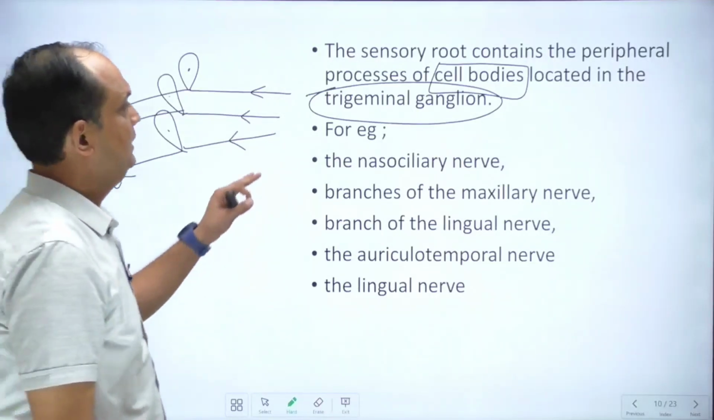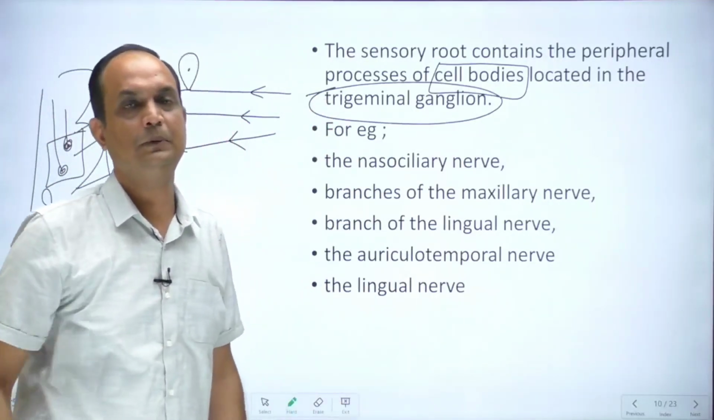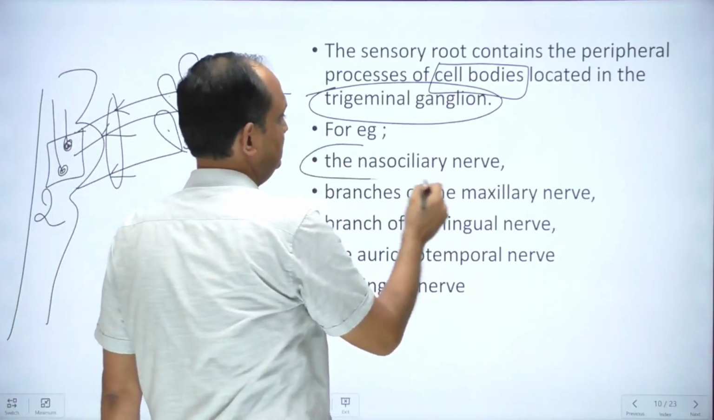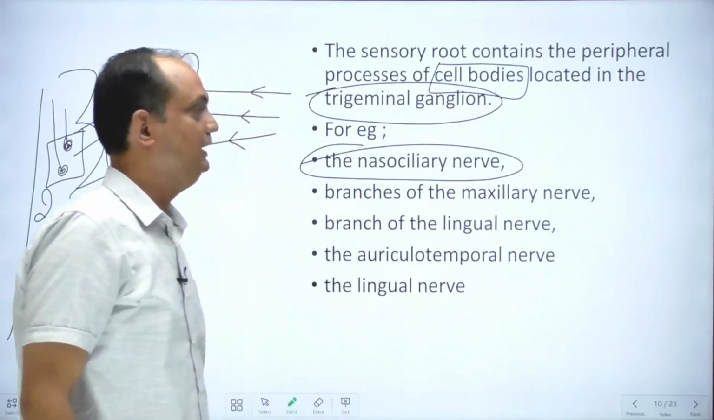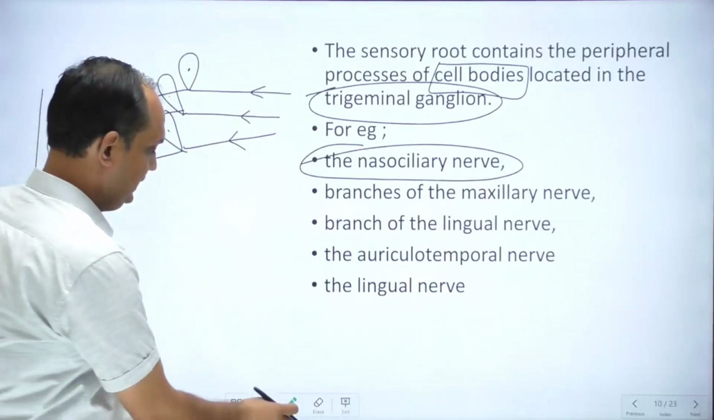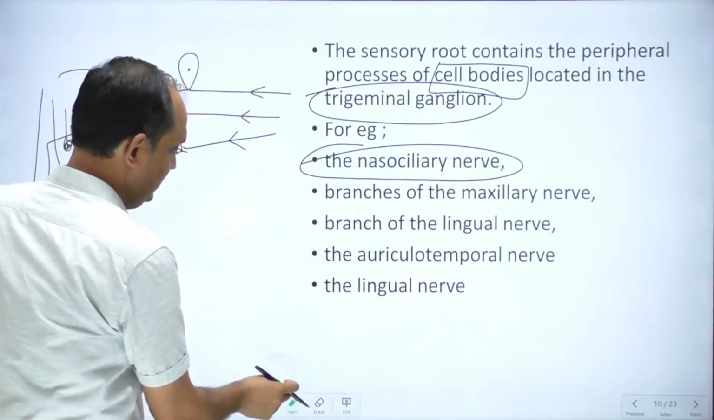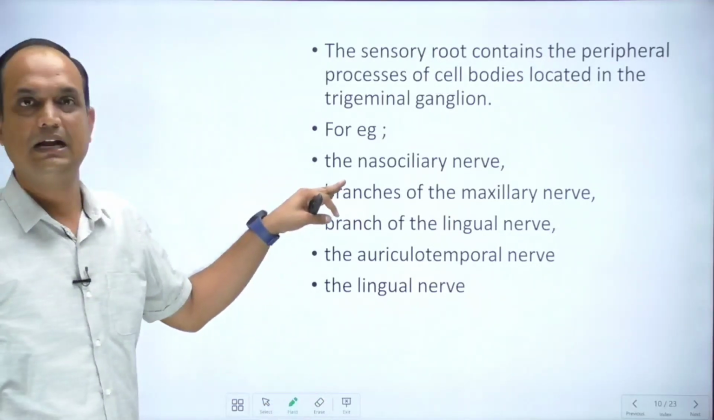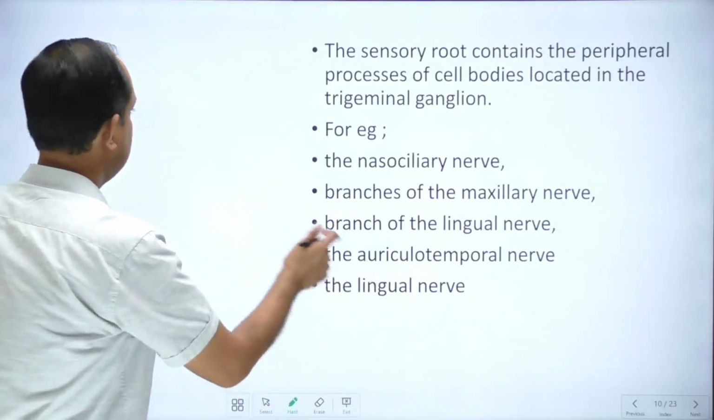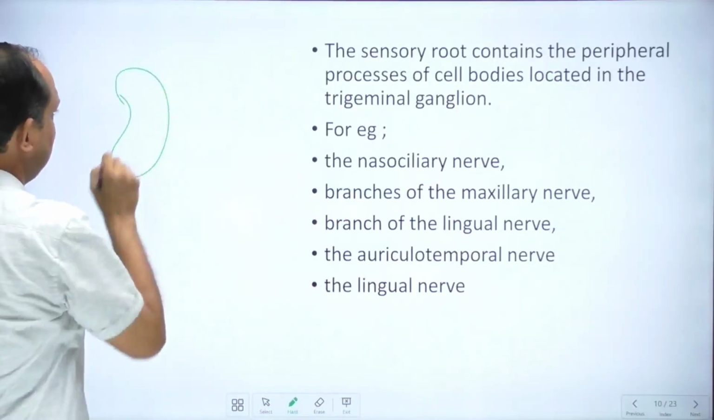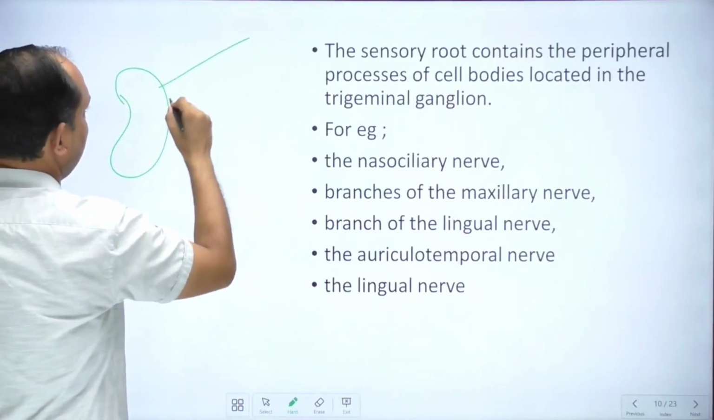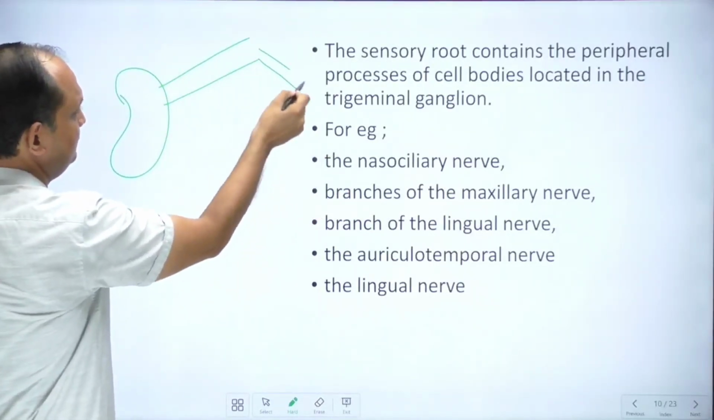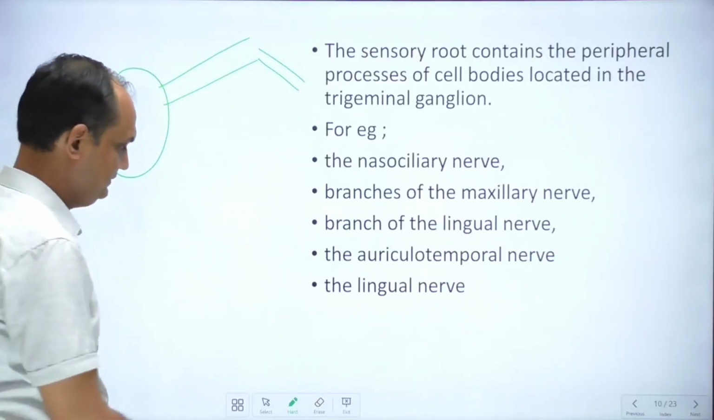Clear? Now there are some examples. Suppose I ask you, where will you find the cell bodies of the nasociliary nerve? Your answer should be: in the trigeminal ganglia. Why? Because this is the trigeminal ganglia and this is your ophthalmic division. Now the nasociliary is a branch of the ophthalmic division.